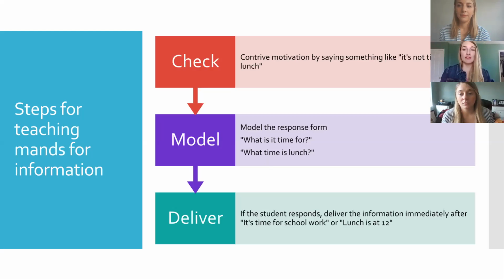So you might say something like, it's not time for lunch. Your kid's really hungry. Annie's really hungry. And she comes up and she's trying to get all of her food out. And I say, it's not time for lunch. And she still is trying to get food. And then I could prompt her to say, what time is it? What time is it for? Or what time is lunch? And then give her the answer to that. So information looks a little different because they're not getting access to the item, but they're motivated to have the information.